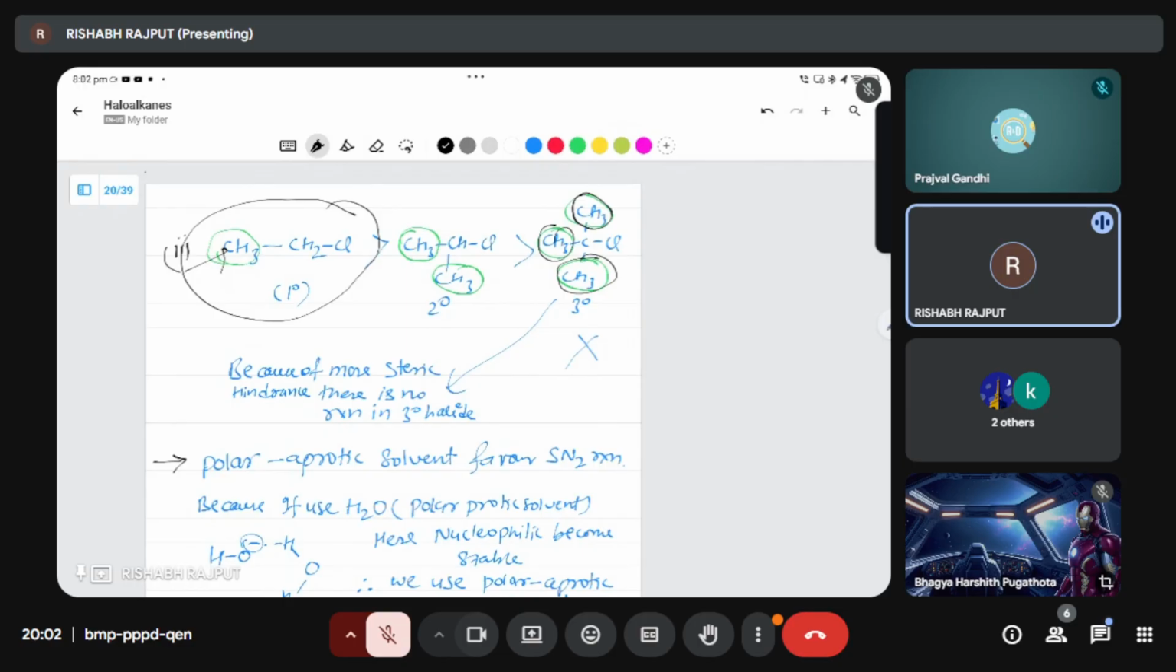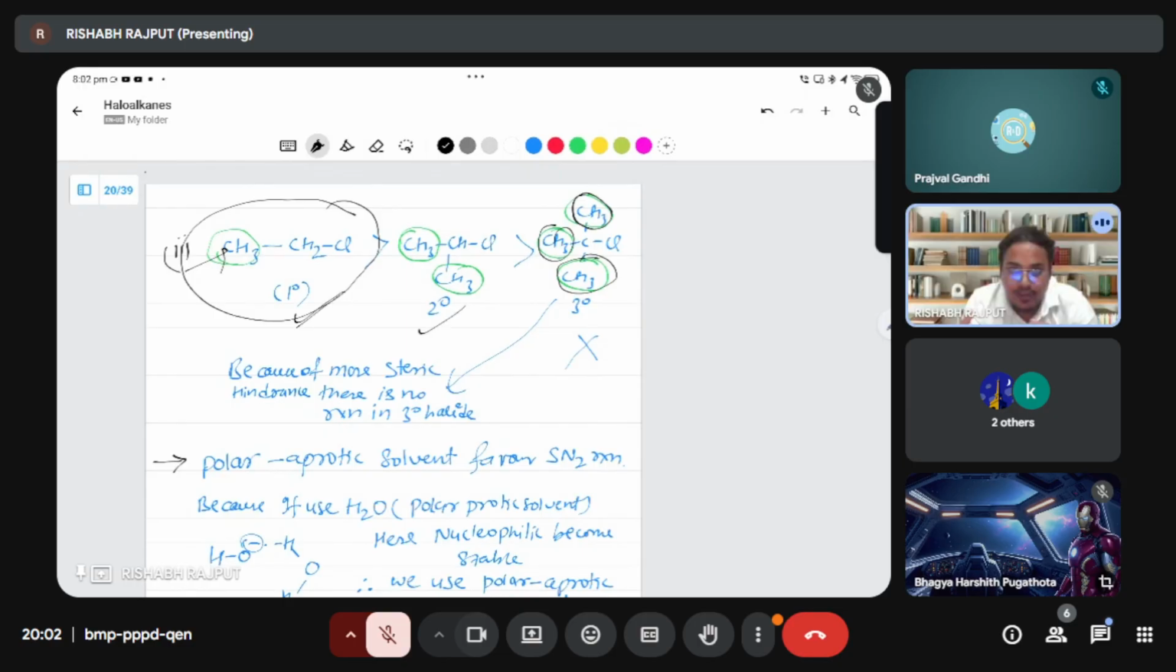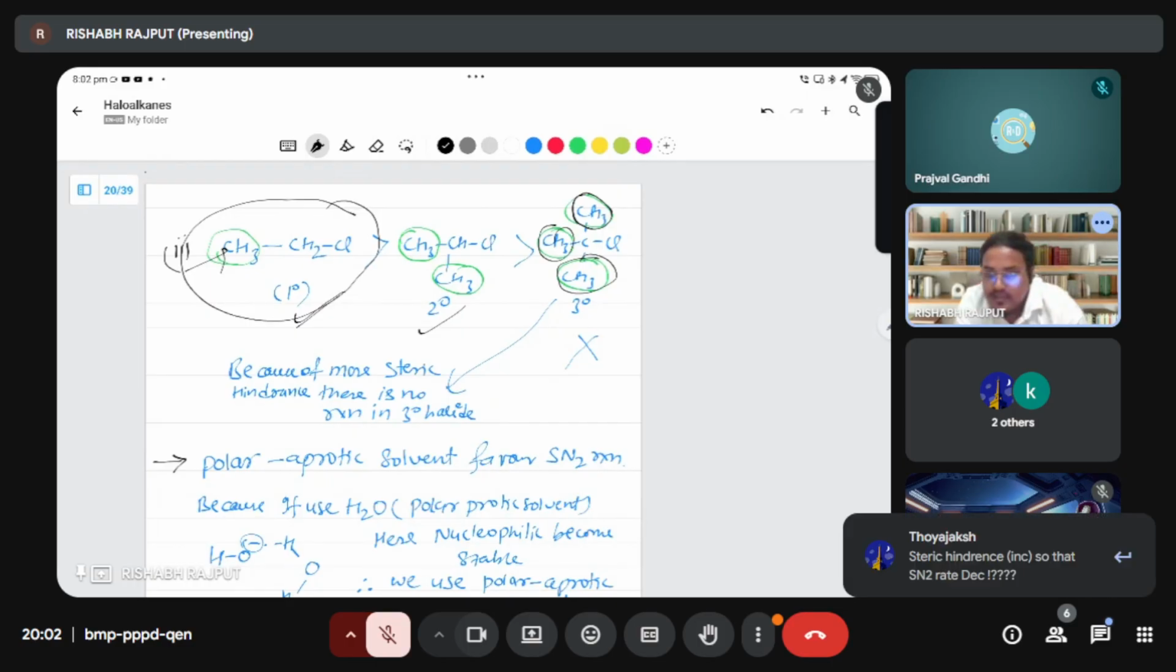That is why we are saying in the 3 degree there is very little chance that our alcohol will attack. That is why 2 degree and 1 degree are possible. And that is why you can say 1 degree is more preferred compared to 2 degree and 3 degree in the SN2 mechanism. Okay, why? Because of steric hindrance. The alcohol has a problem attacking the carbon because of the hindrance.